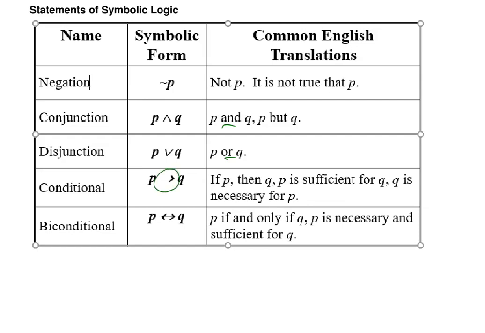We have the one directional arrow, which is a conditional statement and is if P then Q. And we have the bidirectional arrow, which is the biconditional statement of P if and only if Q. Right. So those are the basic types that you need to know from section 3.2.